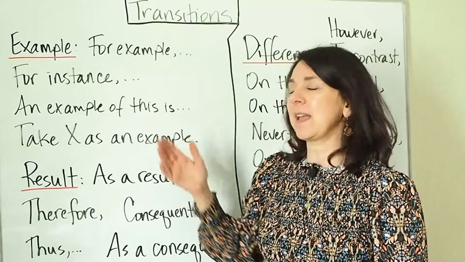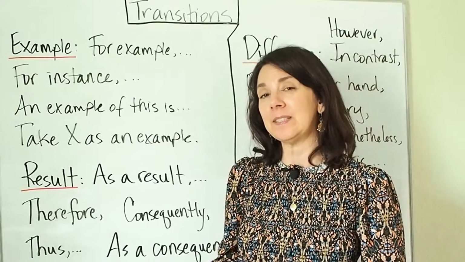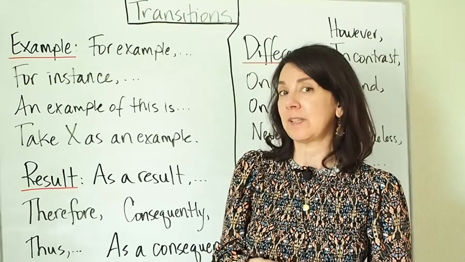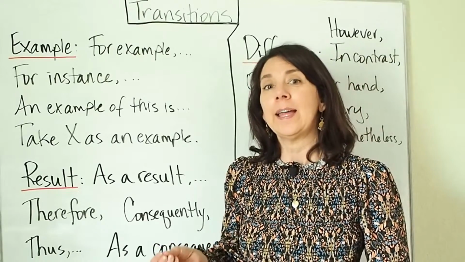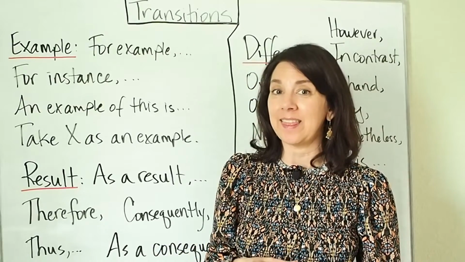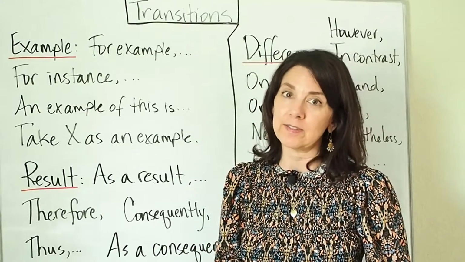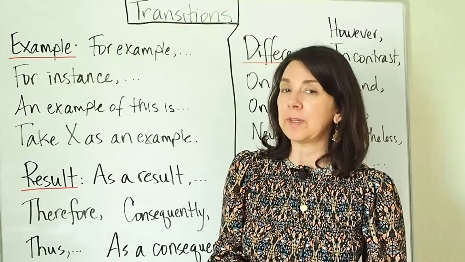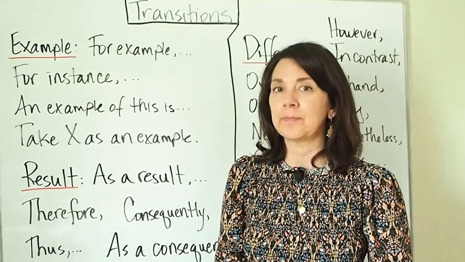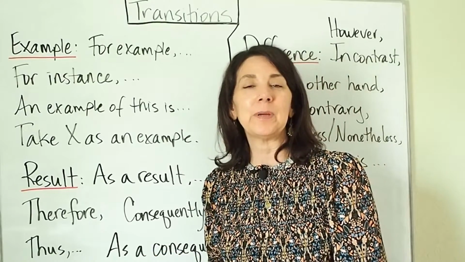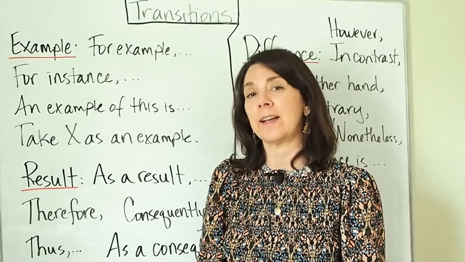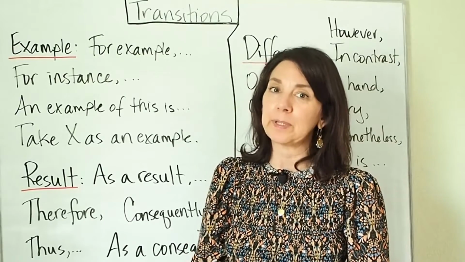You can also say, an example of this is, plus a noun, or an example of this is that, and then a clause. Or you can say, take something as an example. Maybe you were talking about people who are introverted. You could say, take my sister as an example, and then explain it.